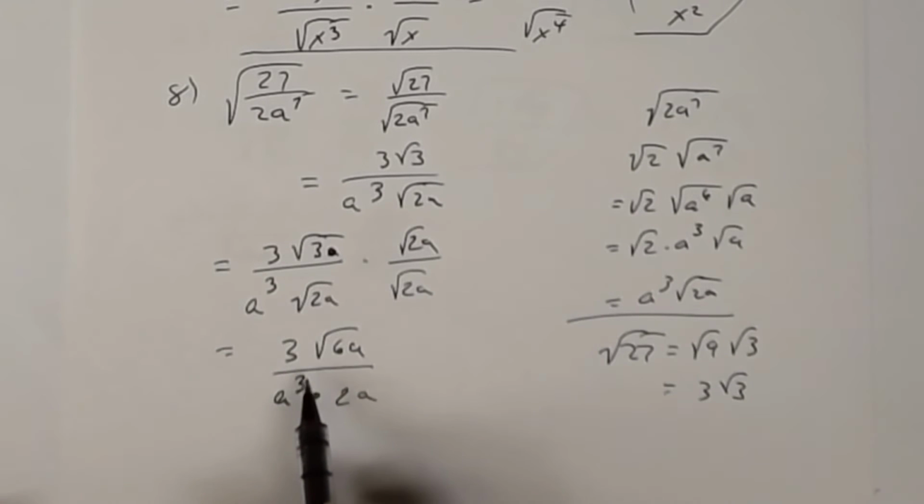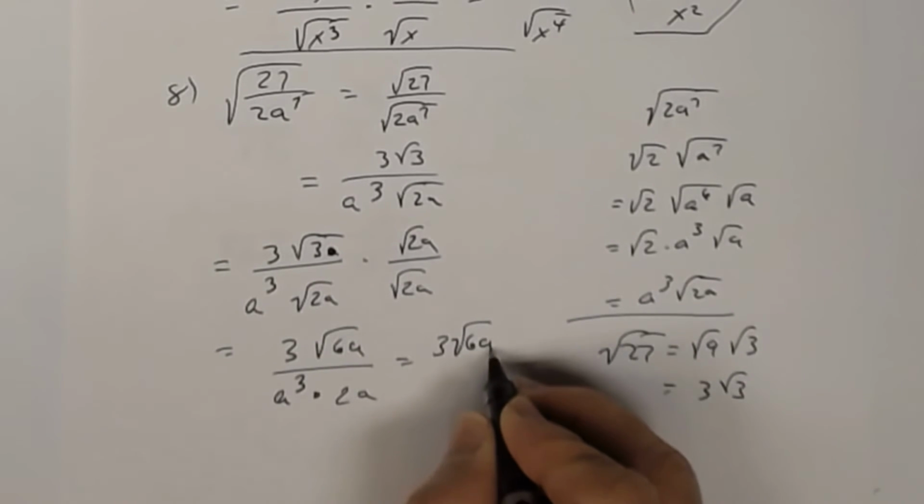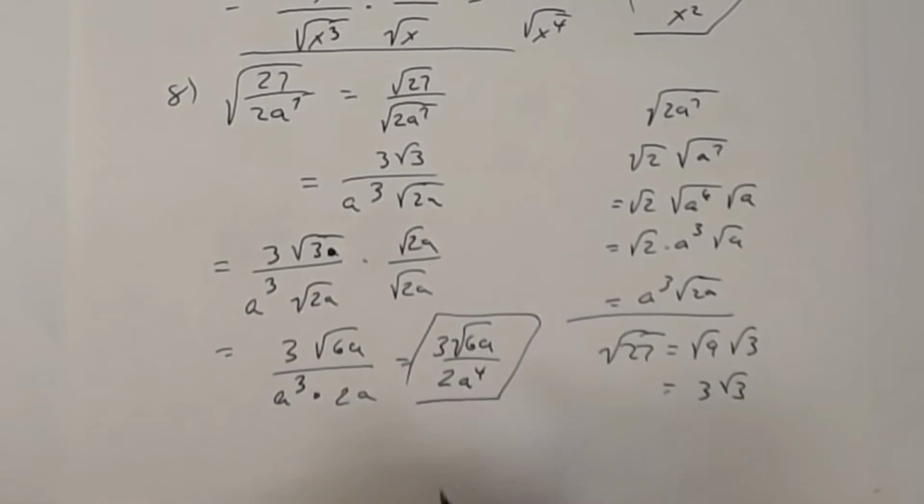But look, I can simplify the denominator further. A cubed times a is a to the 4th. So I get 3 square root of 6a divided by 2a to the 4th, and you are done. That's the answer.